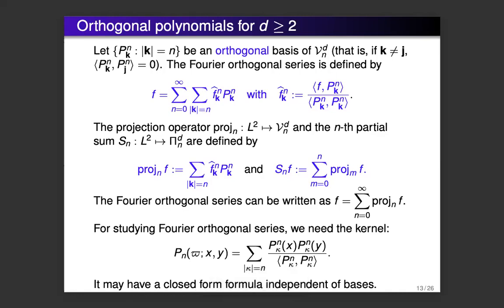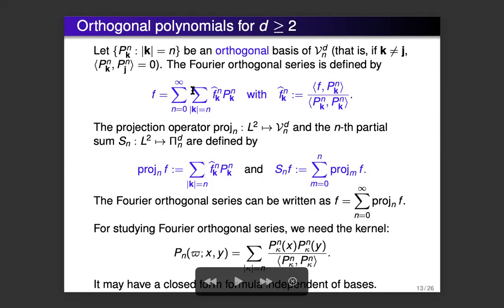So this really is a mess, right? You have to be careful about how many layers; if it's d variables, you have d minus 1 layers just over this. That's too much. Well, the projection operator: you take our L2 function onto this orthogonal basis, and the n-dimensional partial sum is defined by that.